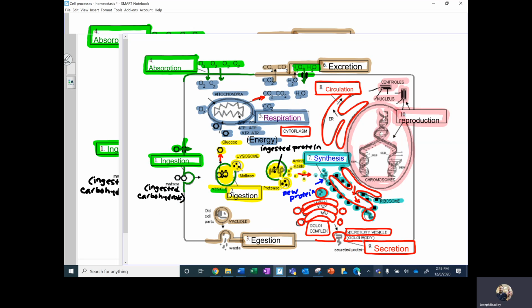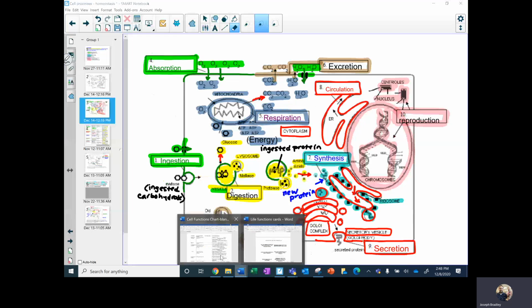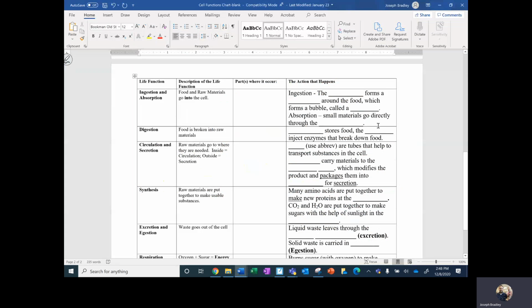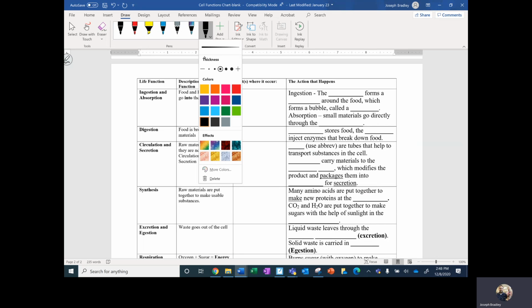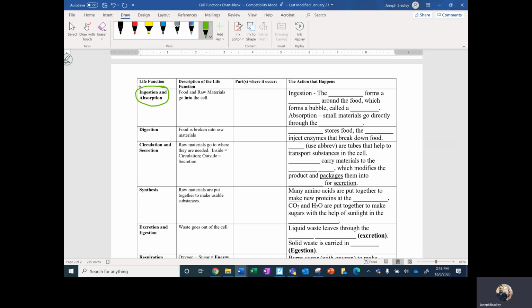So I'm going to now shift to your note sheet here, and we're going to fill in this note sheet together. So ingestion and absorption, I put them together. Again, these were the things that were green, so you can add green and circle them. These are the green processes over here, and the part where they occur is going to be the cell membrane.